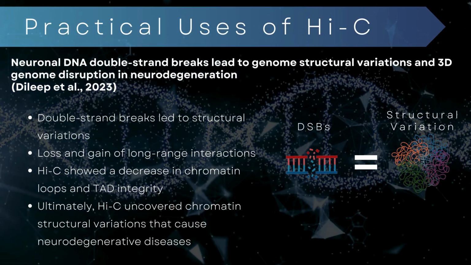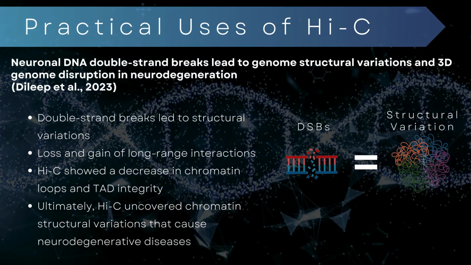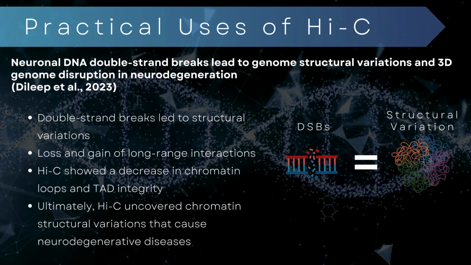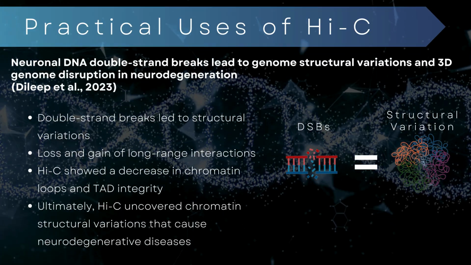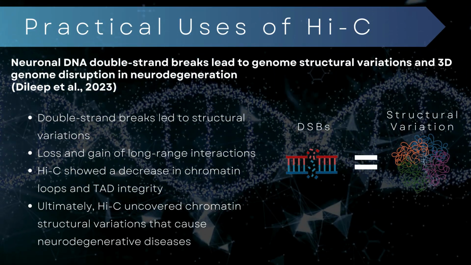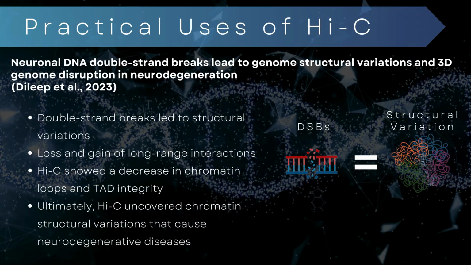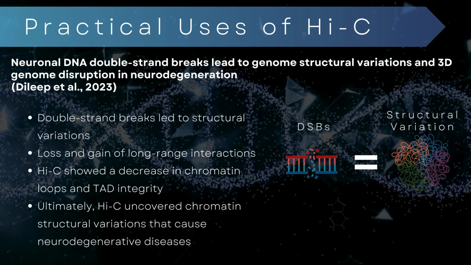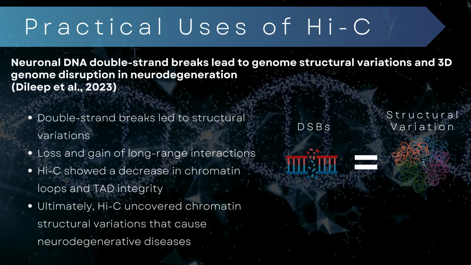Hi-C performed on neurons showed a decreased number of chromatin loops and a significant decrease in topologically associated domain, or TAD, integrity. TADs are self-interacting genomic regions, so the decrease in their integrity results in three-dimensional conformational changes in the chromatin structure.